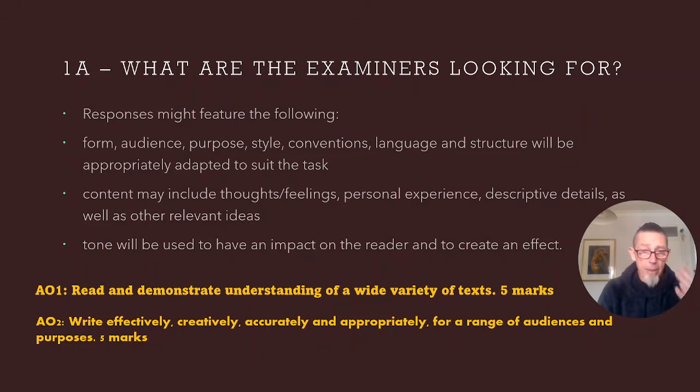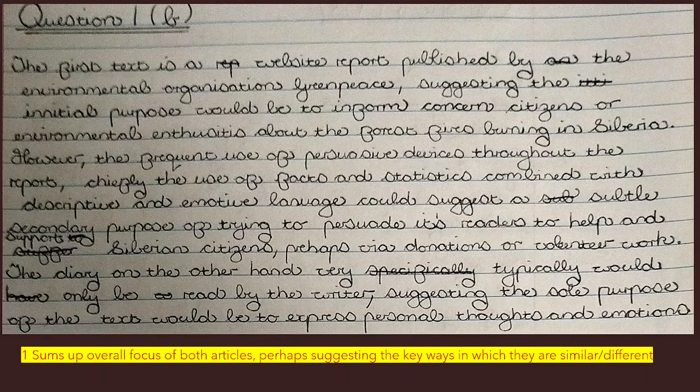Okay, so this question 1A is separated into two parts. The 5 marks for understanding the original text. Not cutting and pasting, but showing that you understand the original text. We've discussed this in the other video. And then obviously there's the writing part, where there are 5 marks for writing creatively, accurately, appropriately, and for a range of audiences and purposes. And I've given the student an 8 out of 10. I think that's a very fair mark for the piece of text. Again, guys, you can go back and check on it if you want to.